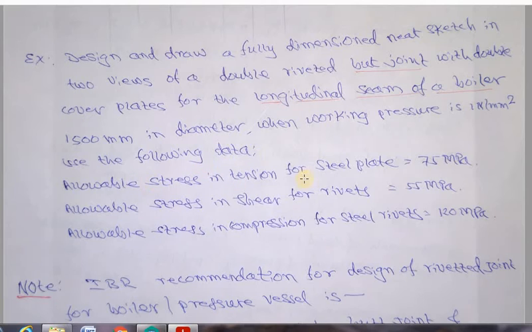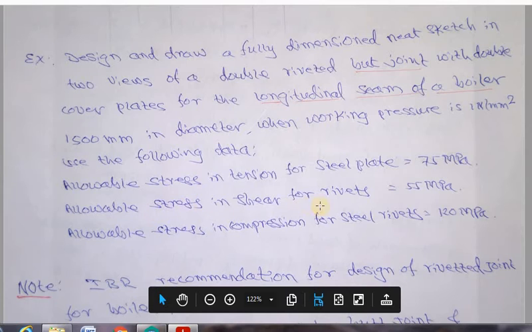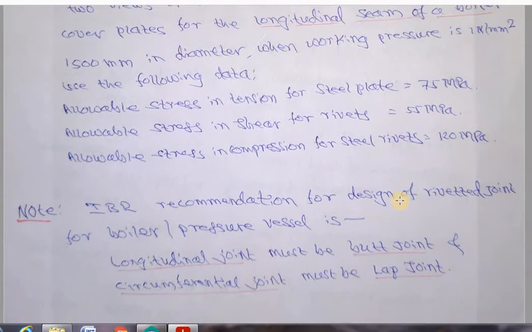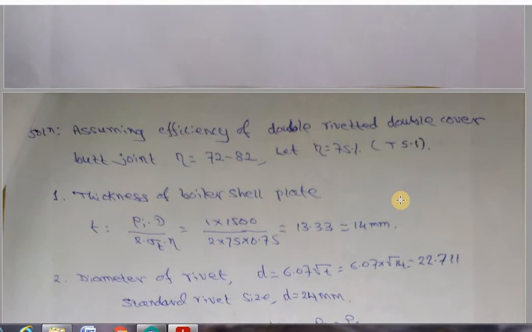Use the following data. Allowable stress in tension for steel plates 75 megapascal, allowable stress in shear for rivets 55 megapascal, allowable stress in compression for steel rivets 120 megapascal. So permissible stress values are also given. In case the ultimate stress values are given, divide them by a suitable factor of safety if given, otherwise you can assume and make them allowable stress. Okay, so I will continue with the design procedure.